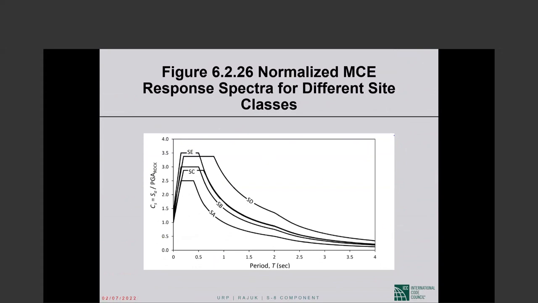So this is what we are dealing with in BNBC 2020. On the y-axis is C sub S, which I pointed out is S sub A divided by PGA on rock. So far, everything is MCE level. MCE level C sub S is MCE level S sub A divided by MCE level PGA on rock. On the x-axis, on all spectra, it is the period of the structure, T.